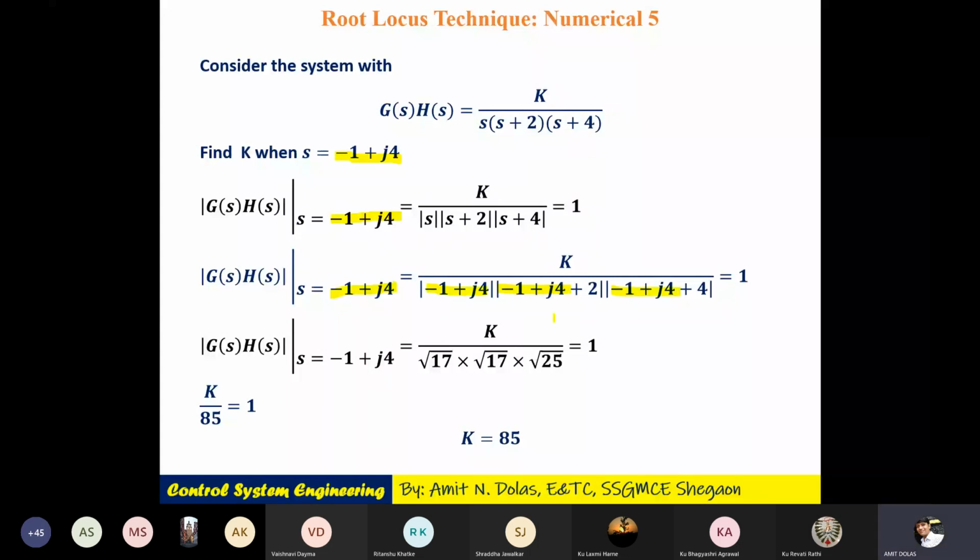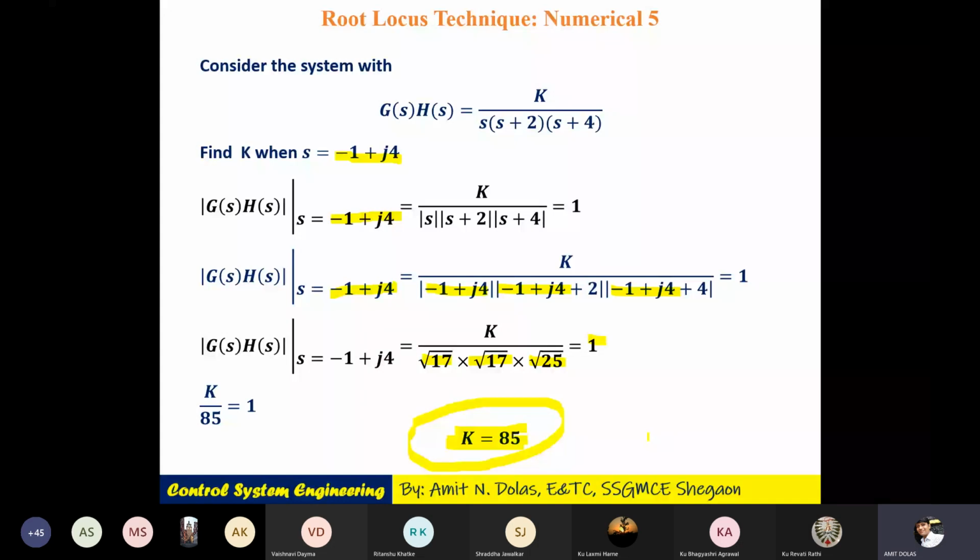Then you know how to calculate magnitude. If it is the magnitude of a plus jb, it will be under root of a square plus b square. So by that you have a divided by under root 17 multiplied by under root 17 multiplied by under root 25 equal to 1. Calculating that, you get k by 85 is equal to 1. The value of k is equal to 80. For this particular value of s, the value of k is this.